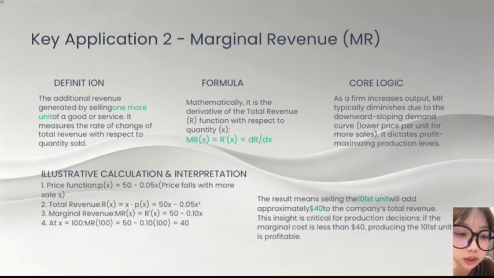The calculation is shown on this picture. The result means selling the 104th product adds about $14 to our income. If marginal cost is less than $14, making these products can make money.